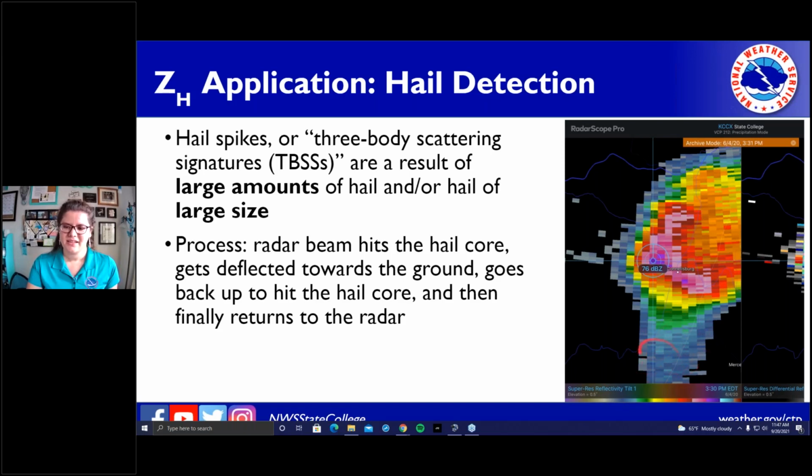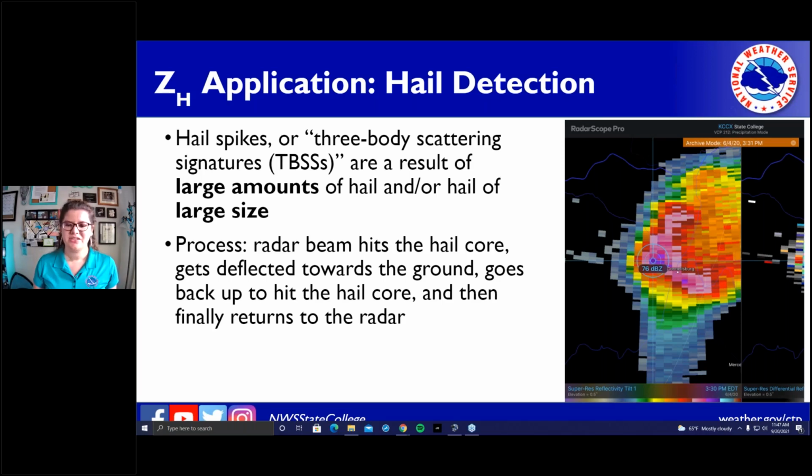So you can see them when we have a storm that's producing really large hail. For example, this kind of stone is really large. Or it can happen when we have a hail core that's producing millions and millions of really itty-bitty small hailstones, so like pea-sized. So when there's a hail core, if it's really dense with small hailstones, or if we have some really large hailstones like this, we can get a hail spike.